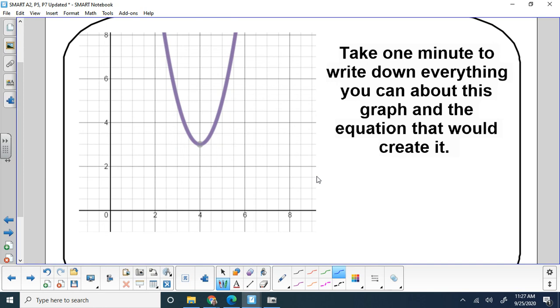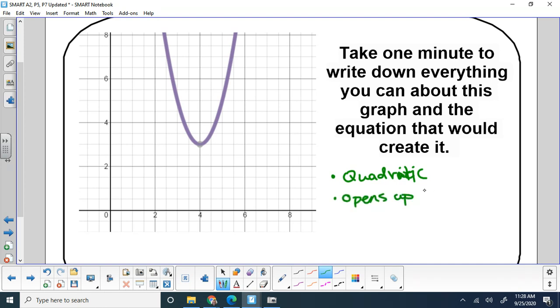So here I have a graph, and I'd like you to pause the video and write down anything you can about the graph. Tell me anything you think you know. All right, upon returning, I'm just going to jot down some things that students usually comment on. They usually tell me that this is a quadratic. And they tell me that it's opening up.